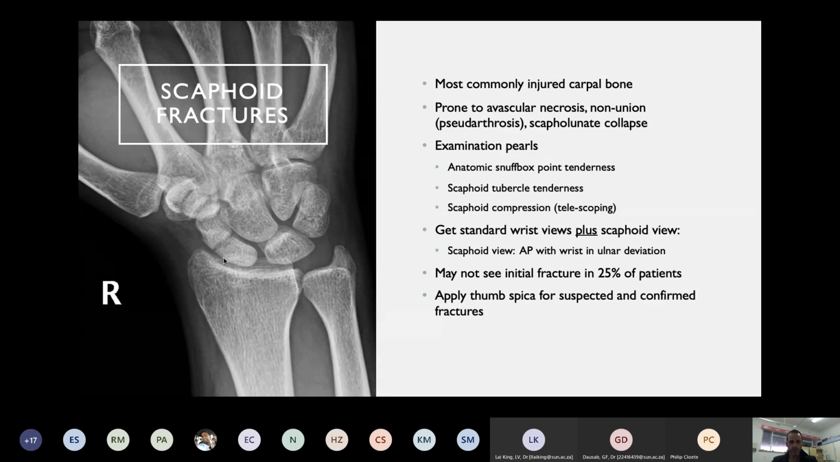Remember, we might not see an initial fracture in 25% of patients, so if you're worried about a possible scaphoid injury, rather apply a thumb spica and re-X-ray the patient in 7 to 10 days. Sometimes those fractures then show up. Obviously, for confirmed fractures, you want to apply a thumb spica. These fractures tend to become complicated if they are not immobilized early.